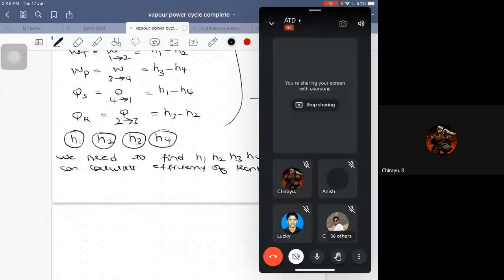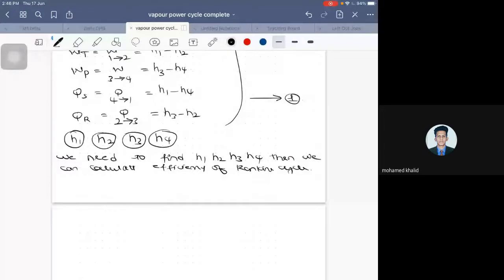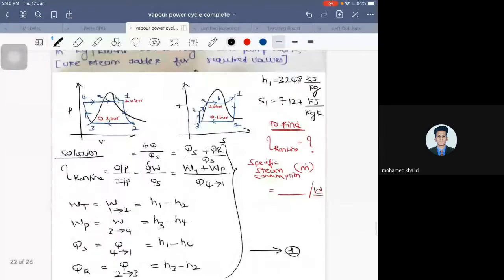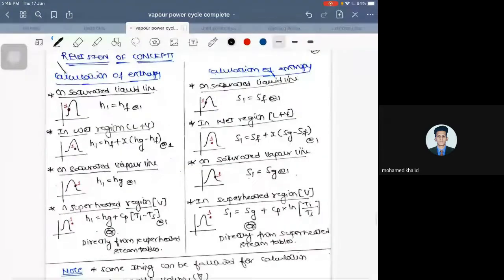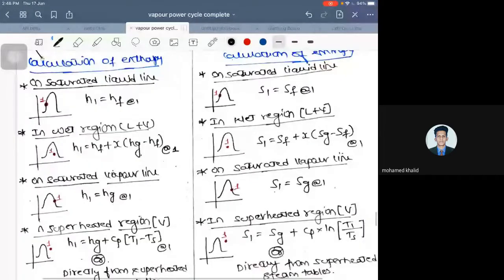Yes, sir. Okay. Now, before I start this, I want you to revise this particular thing once again. Now, I will be in a position to calculate enthalpy in different regions. For example, I may have to calculate on the saturated vapor line.